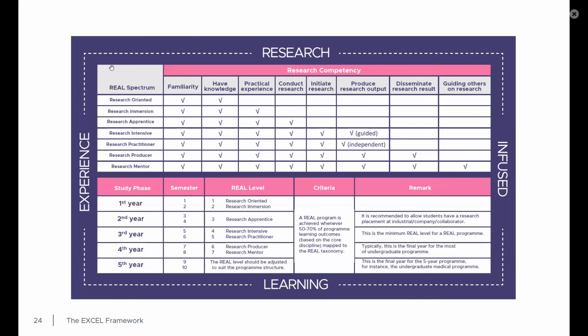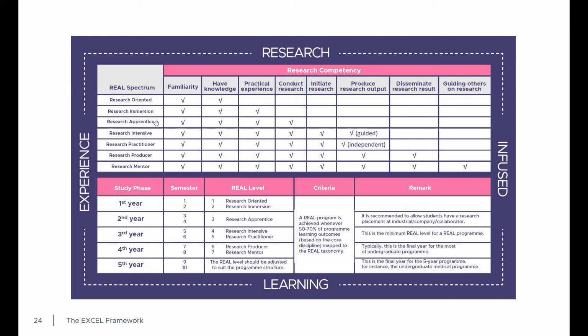So when we look at it, the research competency starts with familiarity, then they start to have knowledge, practical experience, they can conduct research, initiate their research, produce research output, disseminate research, and finally guide others. This is the research spectrum of level 1 to level 7. At the first level, we hope that they are definitely familiar, and have knowledge, definitely. When they come to immersion or level 2, they start to have practical experience.